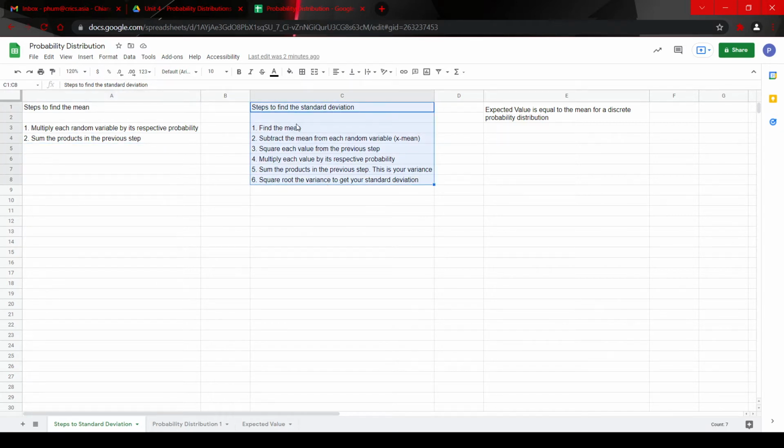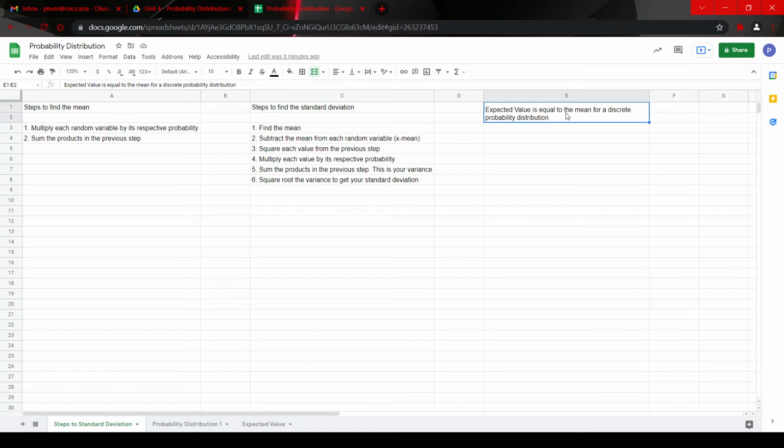For the standard deviation, the first step is we need to find the mean. We subtract the mean from each random variable, so x minus the mean, square each value, then multiply by the respective probabilities. We sum up all these products. This is our variance. And then at the end, we have to square root the variance to get our standard deviation. So the process, as we talked about, is very similar to when we did variance and standard deviation of a numerical data set.